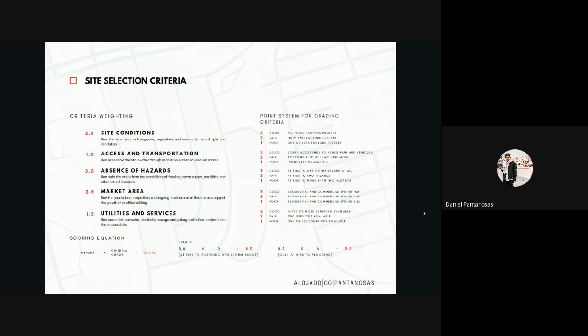For the point system, we used a 3-point system, one being poor, two as fair, and three as good. Here is the information about how they are graded. For the scoring equation, we multiply the weight and the criteria grade. For example, site condition's weight is 2.0 and the criteria grade is 2, so 2 times 2 is equal to 4. For each criteria, we add them all and total it for each site. Okay, good. Next, please.